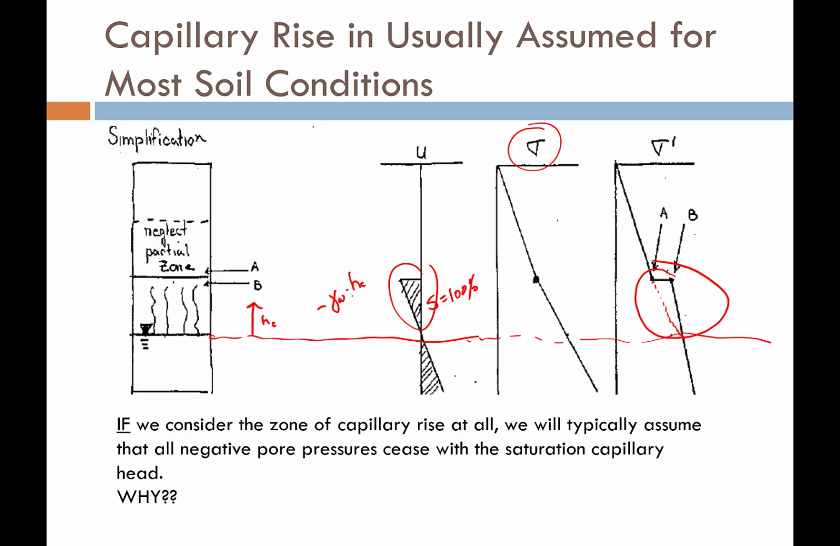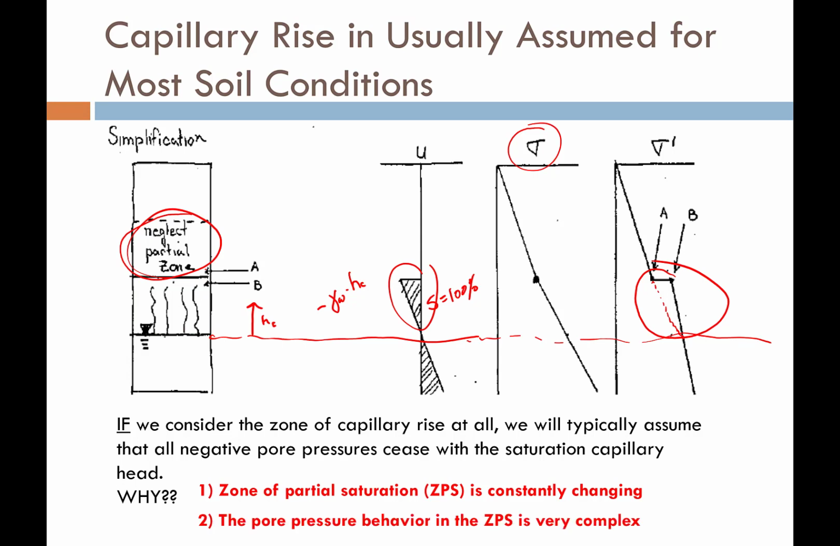And why do we do it this way as engineers? Well, for one, we know that this stuff up here, the zone of partial saturation, and I'll call it the ZPS, is constantly changing. We can't really rely on it. This zone of saturation doesn't change that much. It's pretty constant. But the zone of partial saturation is changing all the time.